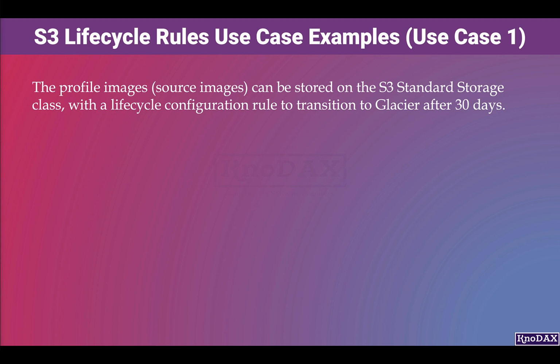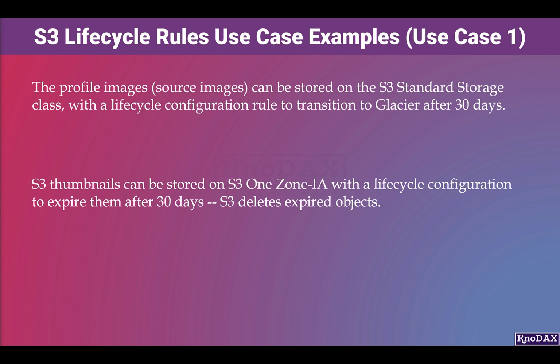The profile images can be stored on the S3 standard storage class, with a lifecycle configuration rule to transition to Glacier after 30 days. S3 thumbnails can be stored on S3 one-zone IA with a lifecycle configuration to expire them after 30 days. S3 deletes expired objects.